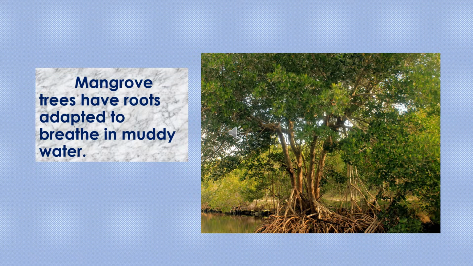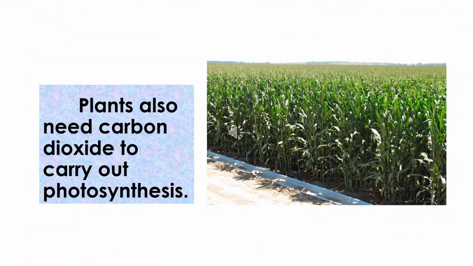This is also another living thing that needs air. It is called the mangrove. Mangrove trees have roots adapted to breathe in muddy water. So as you can see in the picture, the mangrove tree is living in muddy water. Plants also need carbon dioxide in the air to carry out photosynthesis.